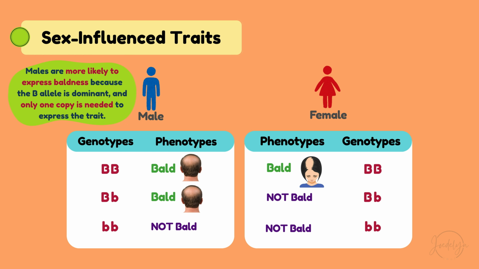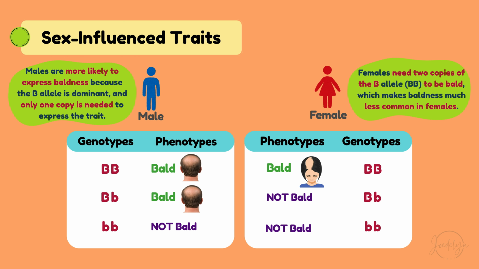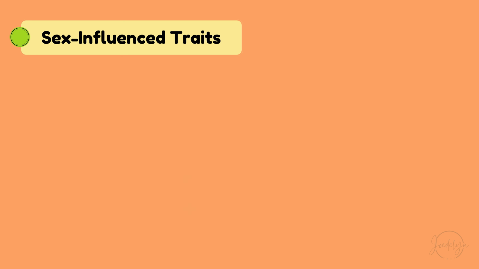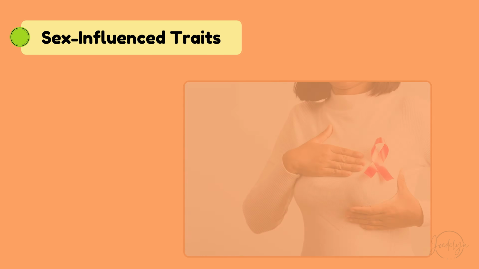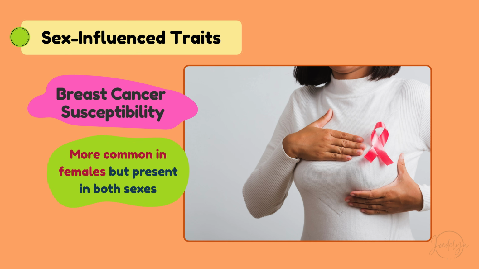Males are more likely to express baldness because the B allele is dominant and only one copy is needed to express the trait. Females need two copies of the B allele, BB, to be bald, which makes baldness much less common in females. Other examples include aggression, a sex-influenced trait in males, and breast cancer susceptibility, more common in females but present in both sexes.